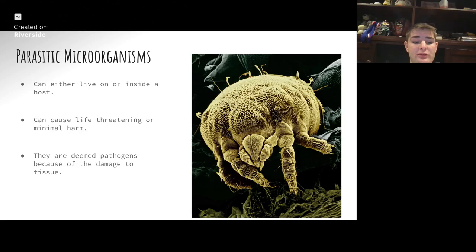Let's look at our parasitic microorganisms. They can either live on or inside a host. They can cause life-threatening or minimal harm. They are deemed pathogens because of the damage they do to our tissues. Another thing about these parasitic microorganisms, they are obligate parasites, which are unable to grow outside of a living host. And then there's obligate intracellular parasites, and that spends all of its time or part of its time inside a host.